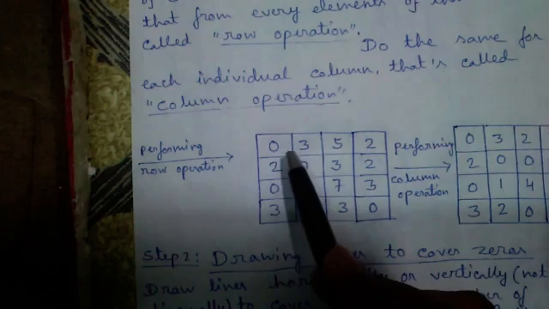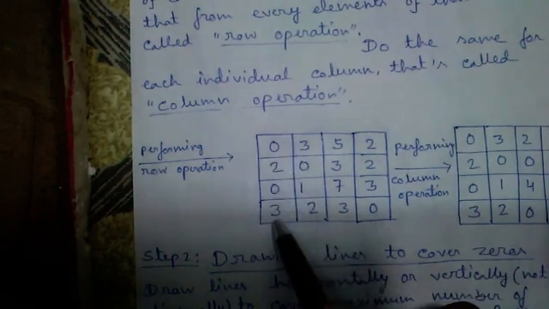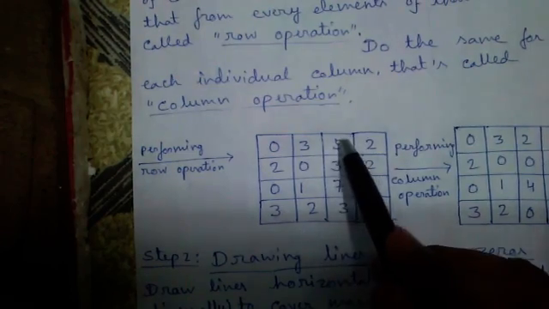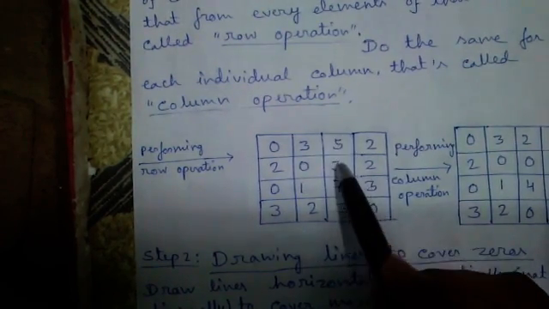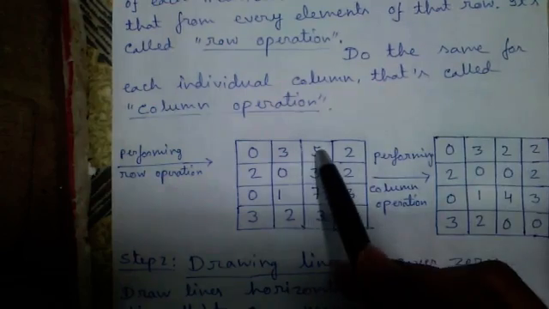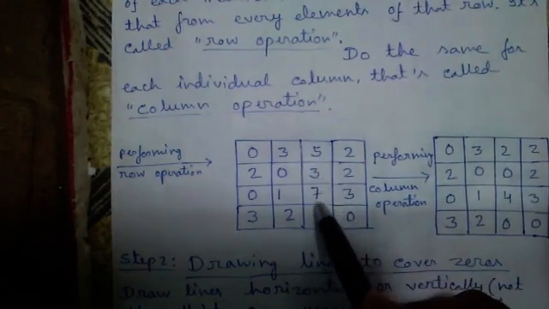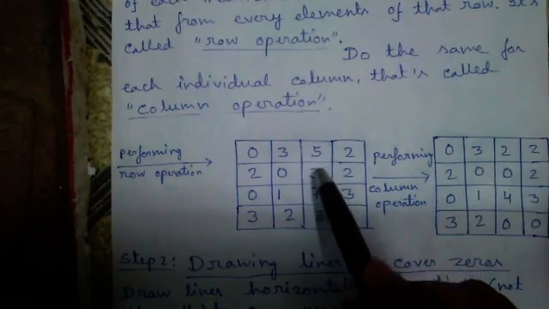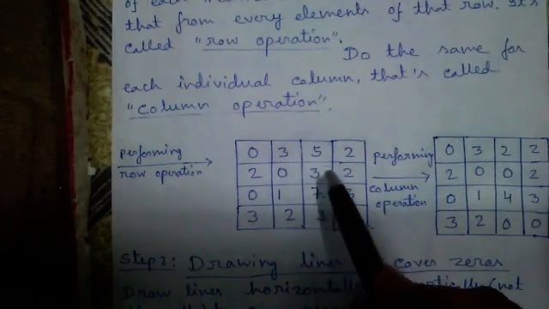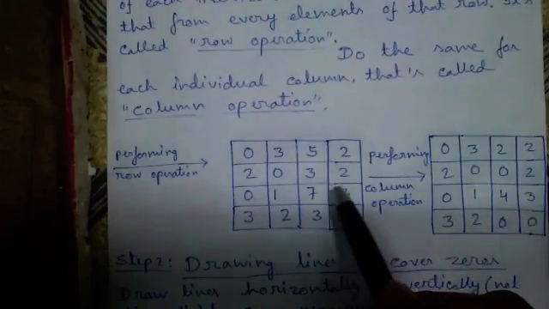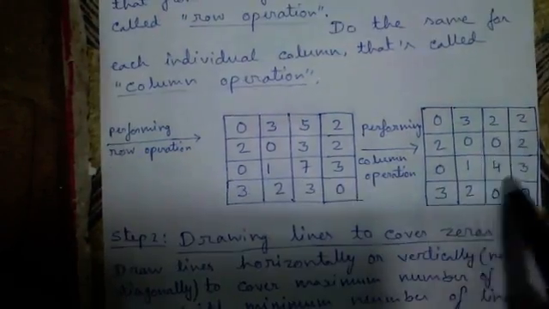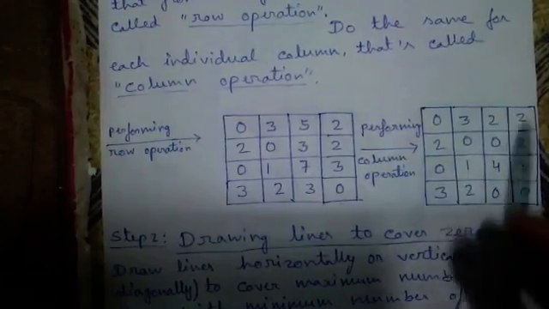Now we will again scan each column to check whether each column has at least one 0 or not. You can see that the third column has all non-zero numbers. We need at least one 0, so we will perform our column operation. Same process: the smallest element in column 3 is 3 and we will subtract 3 from each of the elements in column 3. So we will get 2, 0, 4 and 0 in column 3. Now we have got our new cost matrix to start the operation.